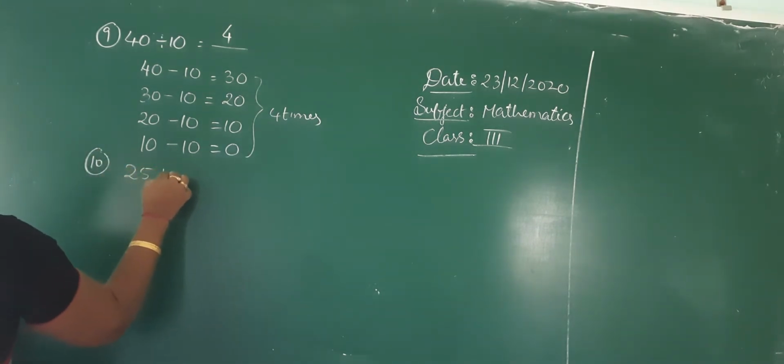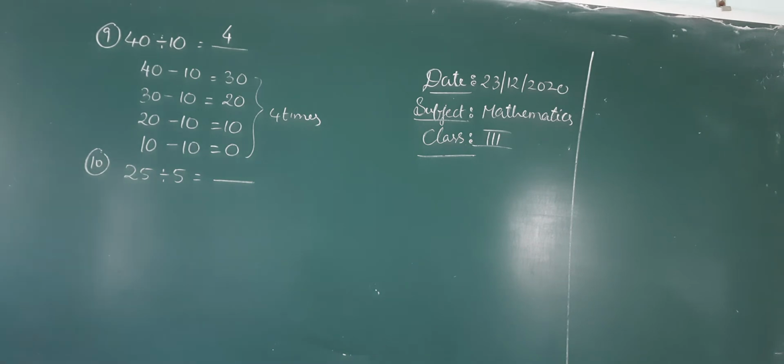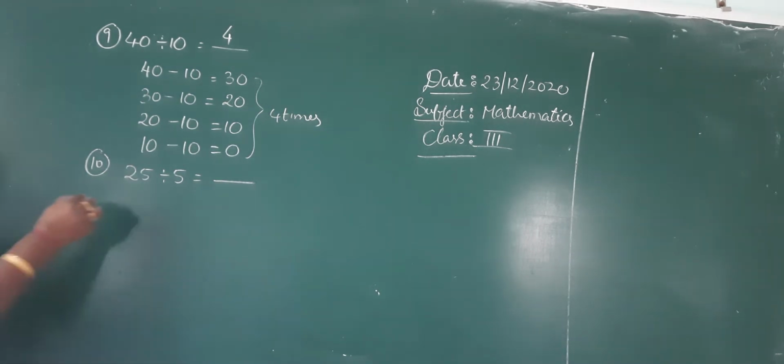25 divided by 5 equal to how much? So we have to subtract this 5 from 25. Then we will see how many times it is possible to get the 0. So 25 divided by 5.